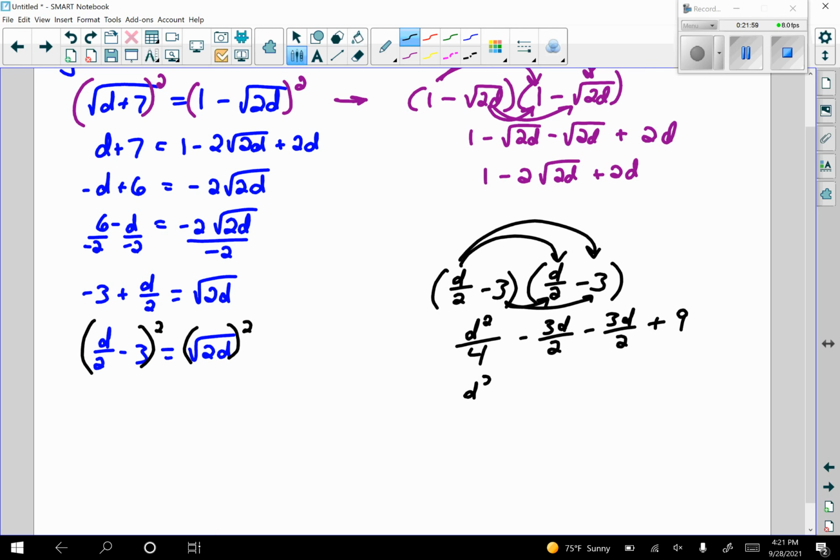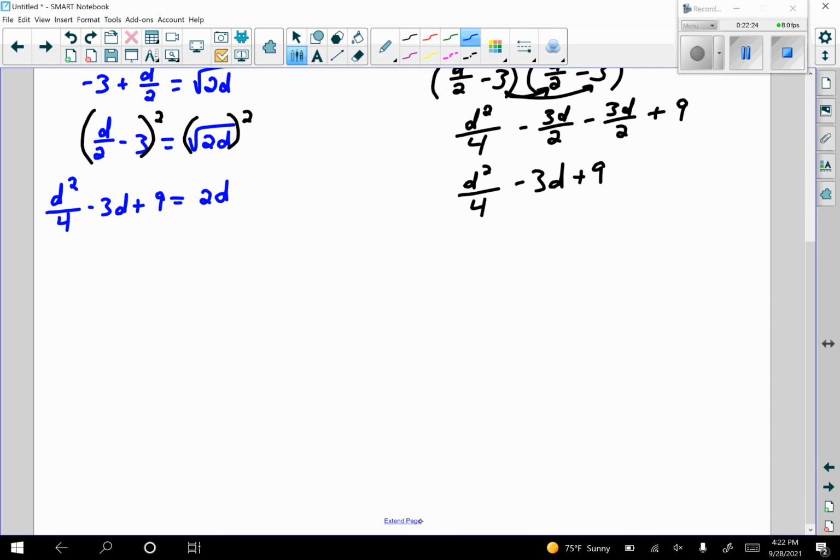So here I'm going to have d squared over 4. This will give me a minus 6d over 2. Minus 6d over 2 turns just into a negative 3d. So we'll have minus 3d plus 9. So we'll have d squared over 4 minus 3d plus 9. And then this will just turn into a 2d.